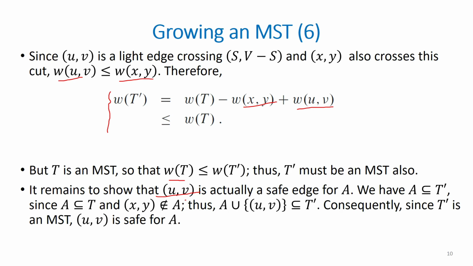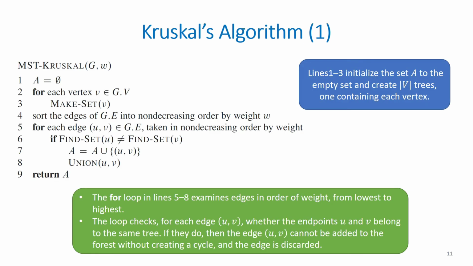Now it's time to look at how the two greedy approaches that are built on the generic MST strategy find an MST in a given graph. Let's start with Kruskal's algorithm. The intuition behind this approach is that initially the set A is considered to be a forest where each vertex is a tree.